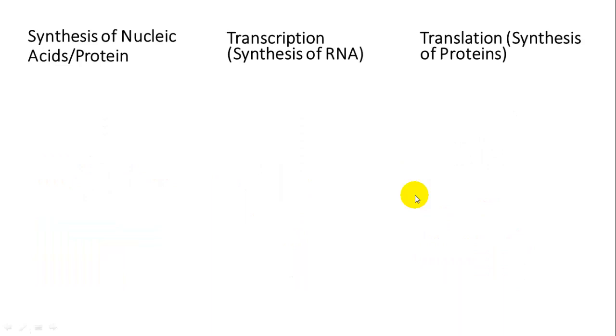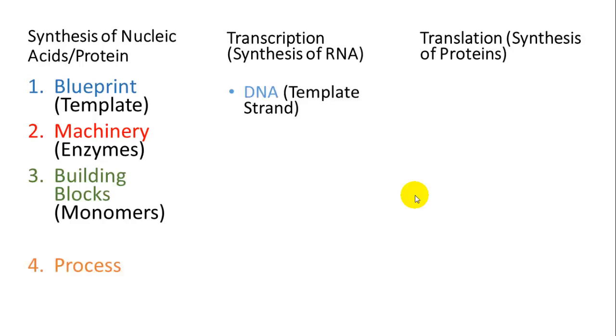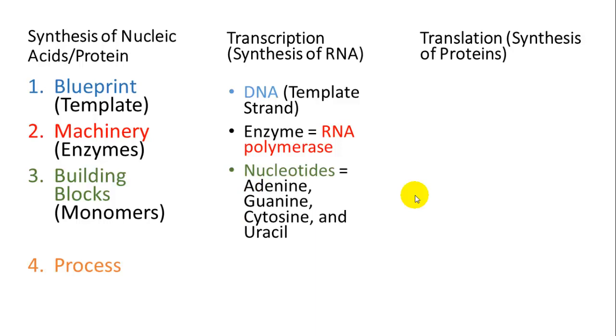You need a few different things for each of these processes. First, you need a blueprint or a template. Then you need the machinery, something to carry it out. And finally, you need building blocks. In transcription, DNA is the blueprint. The enzyme is RNA polymerase, which adds the nucleotides. And the nucleotides are the building blocks. The process involves initiation, elongation, and termination.